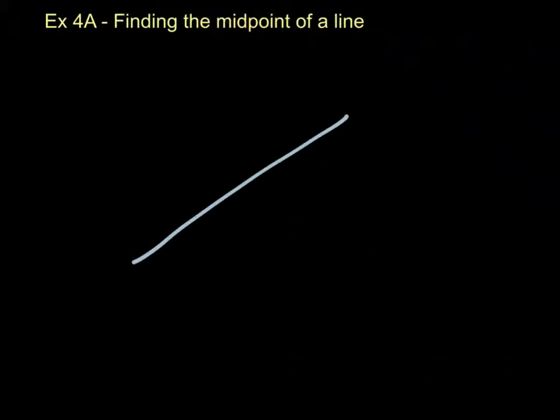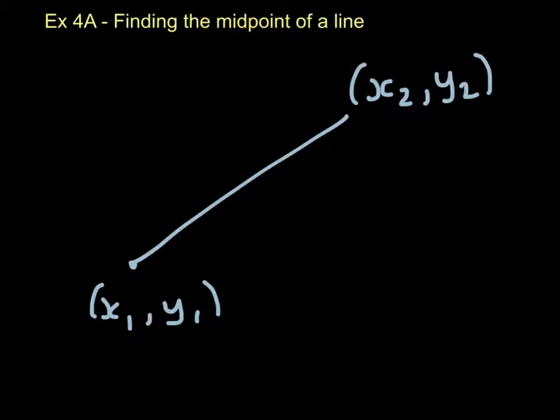So chapter 4 and exercise 4a, find the midpoint of a line. This is coordinate geometry, so it's the midpoint of a line joining two coordinates. Let's just call those two coordinates x1, y1 and x2, y2, like we did in C1 with gradients. And the midpoint is the point on the line that is right in the middle of those two coordinates.